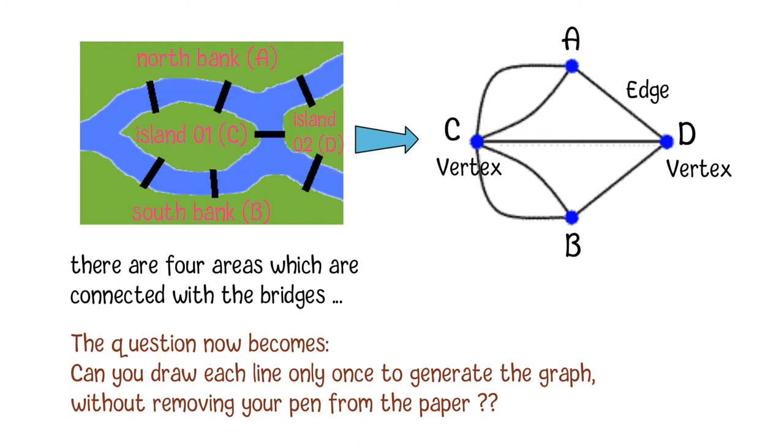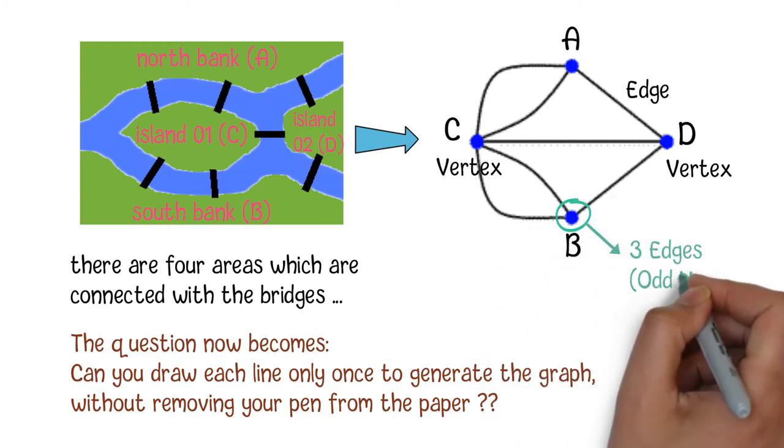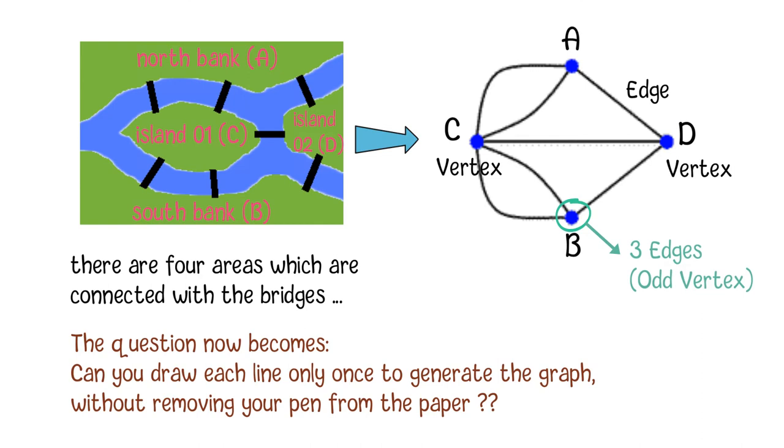Of course, you can start and end at any point, but you need to be smart enough to know which point to start with and which one to end with. If a vertex has an odd number of edges connected to it, it is called an odd vertex. Conversely, if a vertex has an even number of edges connected to it, it is called an even vertex. From this graph, we can see that vertices A, B, C, and D are all odd vertices because they all have an odd number of edges connected to them.